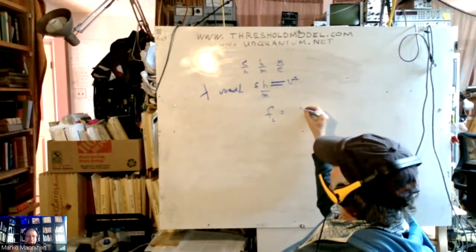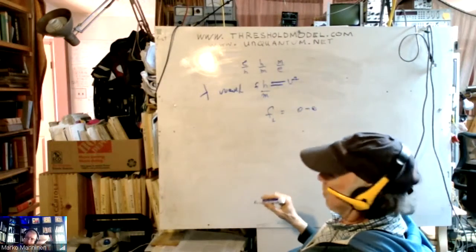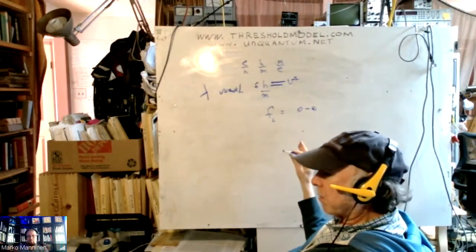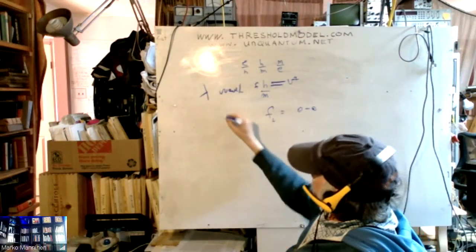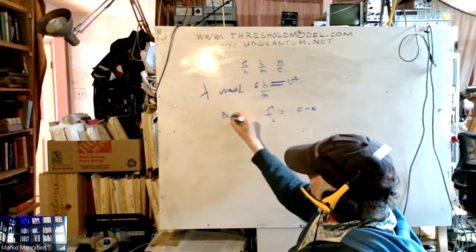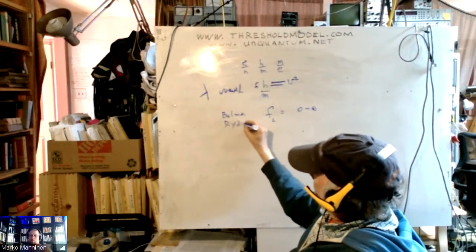But there were 2 terms, and there was a separation. There was a difference between them, and so this was done by Balmer, Rydberg, and Bohr.